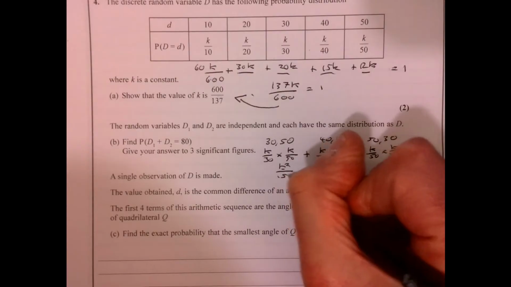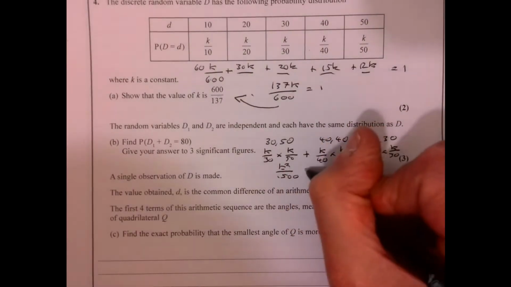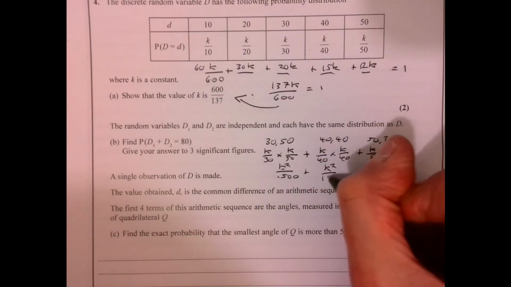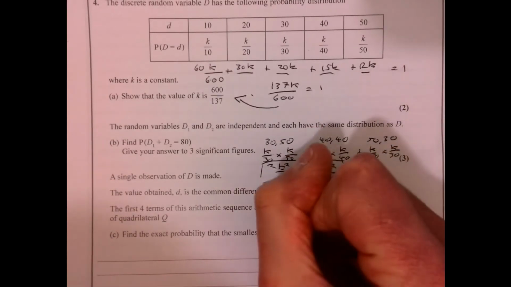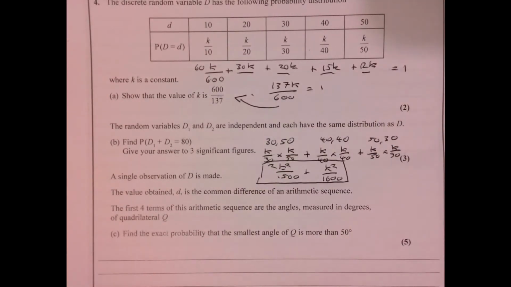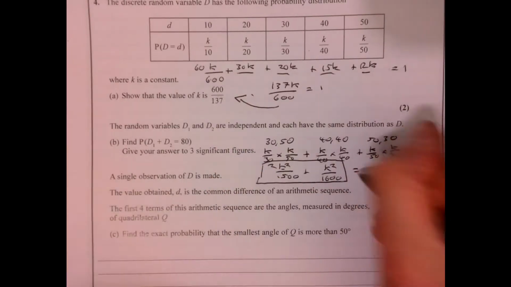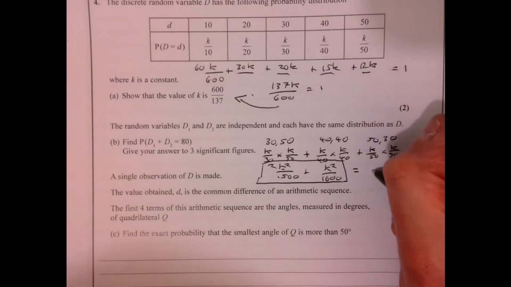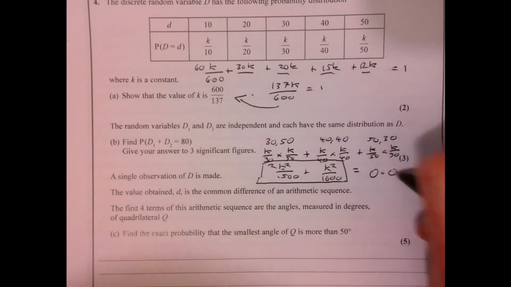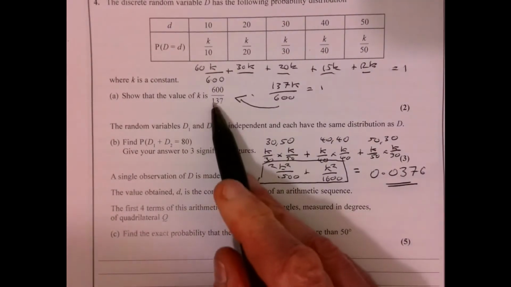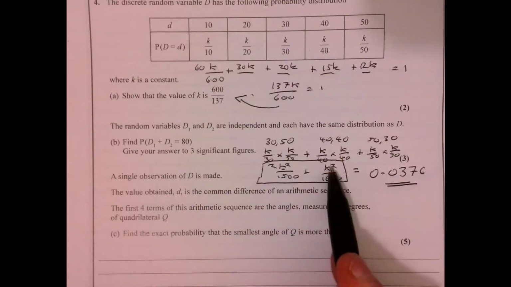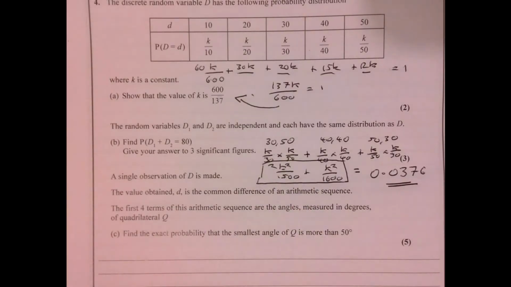If we multiply these through, what do we end up with? We get k squared over 1500 plus k squared over 1600. We're going to get 2 of those, aren't we? I'm just going to put 2 there. Now at this stage I'm just going to substitute in what k is. I can do it all on my calculator, and if I do that, you end up getting an answer there of 0.0376. All I've got to do is take that and pop it in there. I can do that on one line on my calculator.